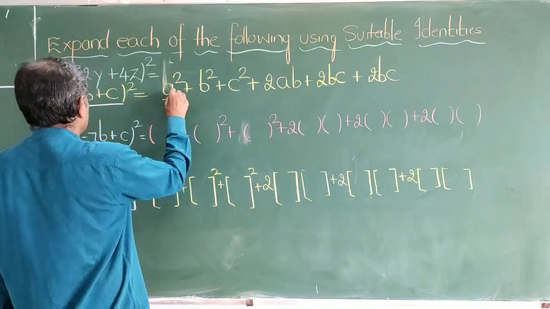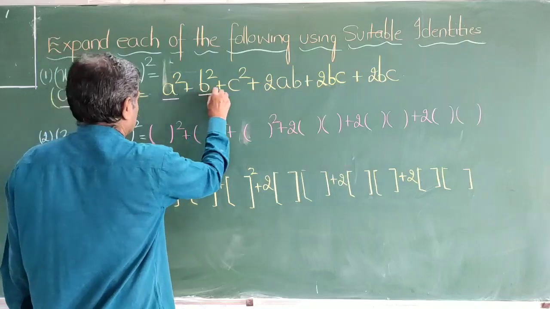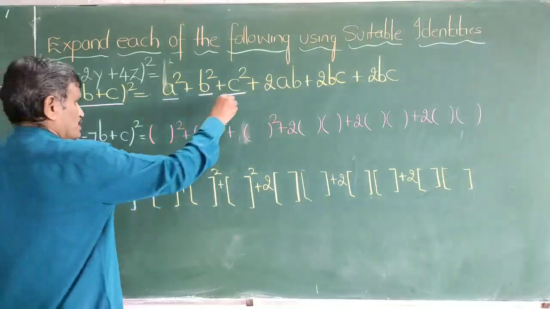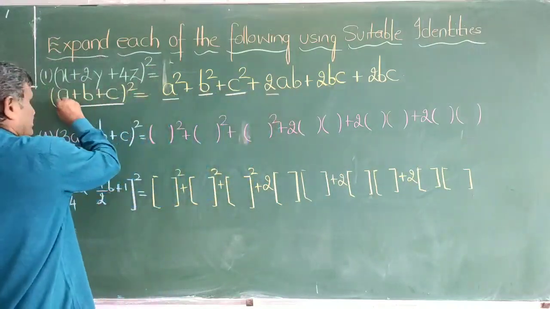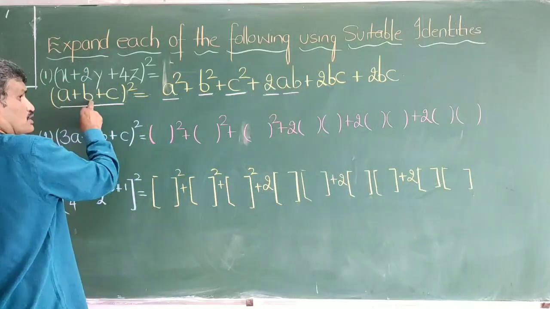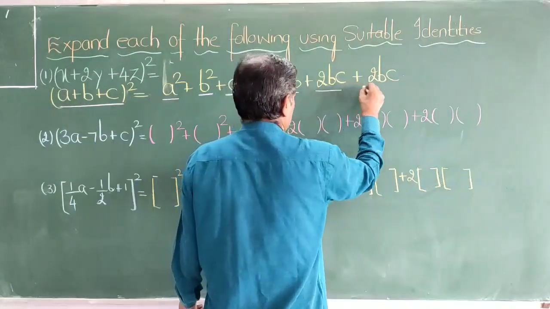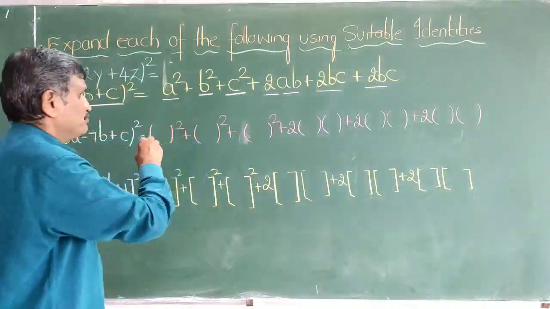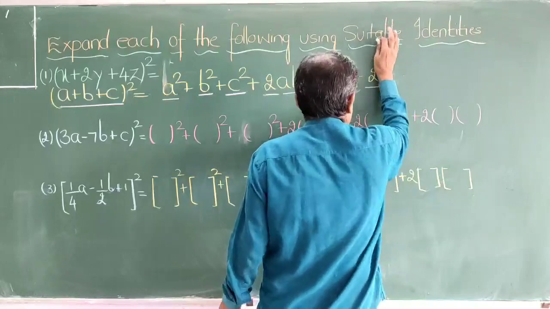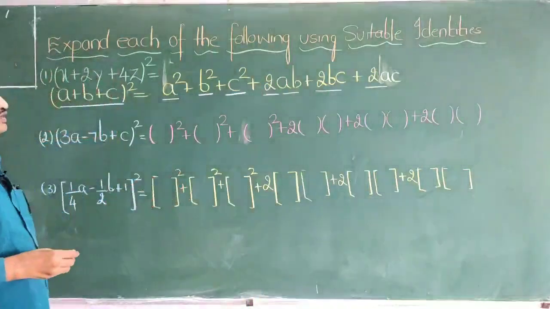We are going to get the square of the first term plus the square of the second term plus the square of the third term, plus 2 multiplied by first term and second term, plus 2 multiplied by second term and third term, plus 2 multiplied by first term and third term, or third term and first term.